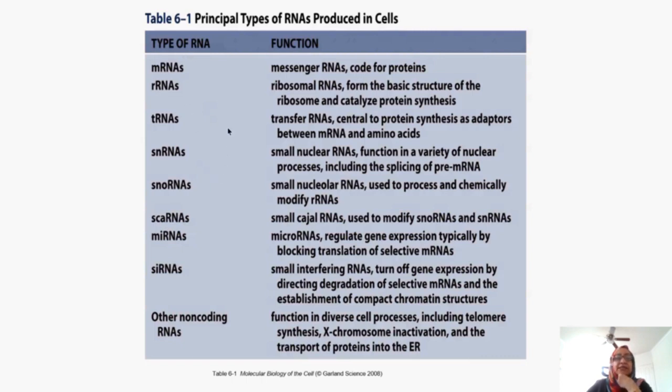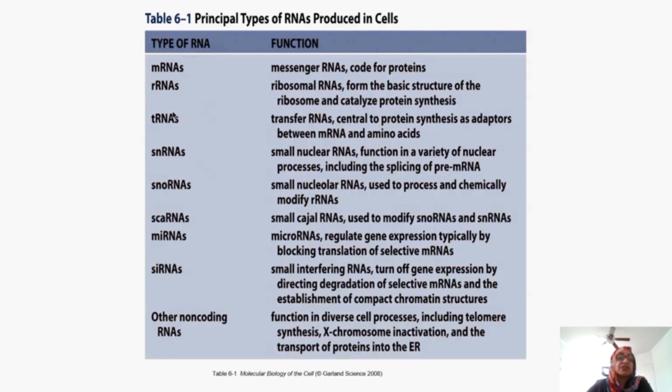Okay, so this is our list that shows you different RNAs with their different functions. So let me just randomly read through miRNA. It will regulate gene expression typically by blocking translation of selective messenger RNA. So this one, if it exists and it has a target messenger RNA, it will block it, and then we cannot continue the translation process.